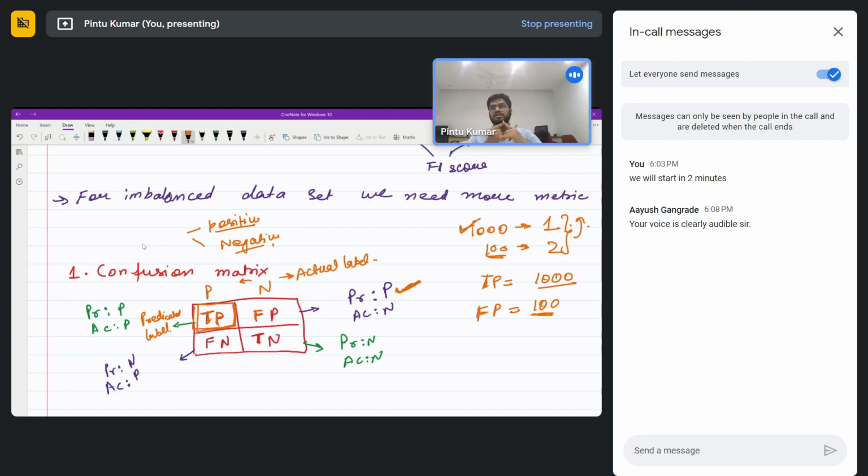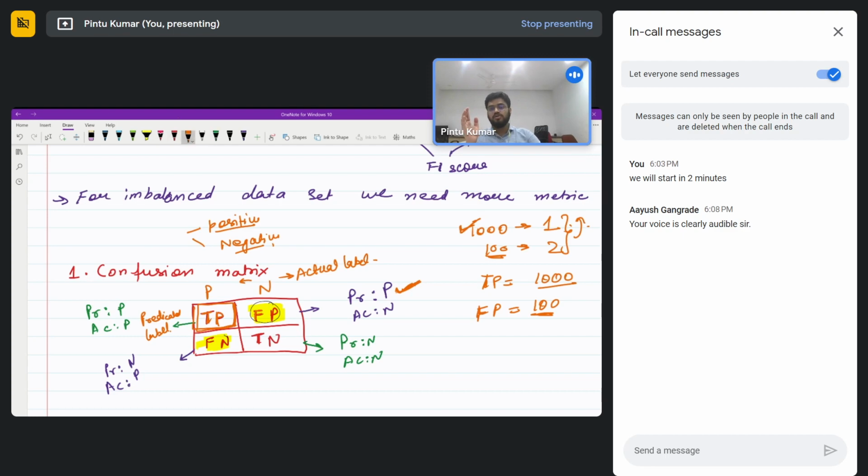Now, in accuracy, we had a single value, right? But in the case of your confusion matrix, these positions, the false positive and the false negative, give you an extra measure of whether your model is performing well or not. So if you have a large value at false positive and false negative, that means your model might not be doing very well.